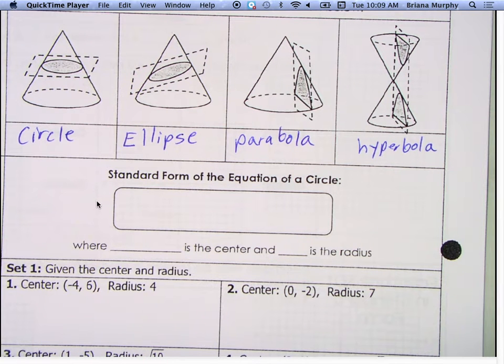Okay, so today the only thing we're going to talk about, though, is circles. We're going to spend 2 days on ellipses, 2 days on hyperbolas. We've done a bunch of stuff with parabolas, so I'm not really worried about it.